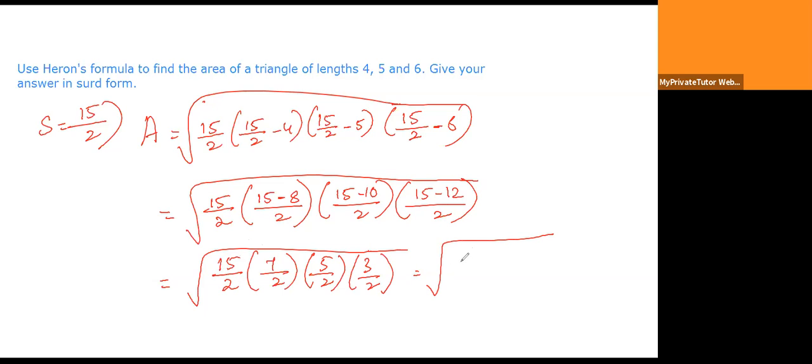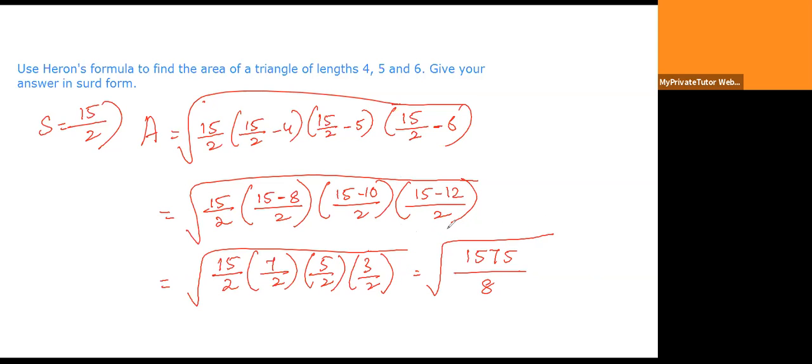So please multiply the numerators and denominators separately. So 5 threes are 15. 15 sevens are, 15 15s are 225. 225 sevens are 1,575. And this one, you know that it is 8. Looks like 8. Yeah. I hope you're able to follow this. And now make sure that, as I said, please simplify this.